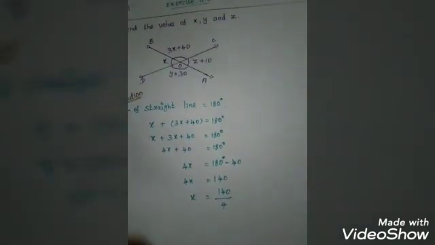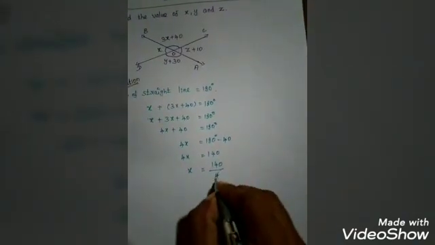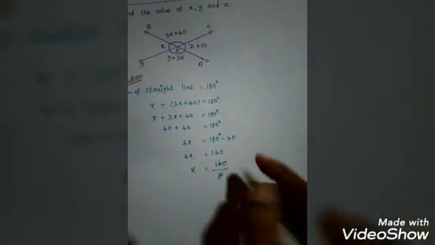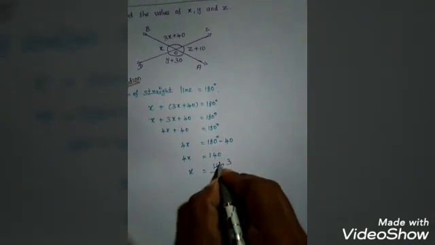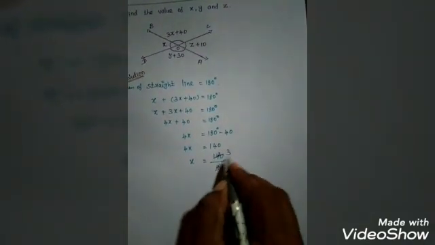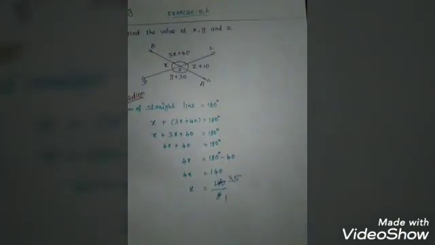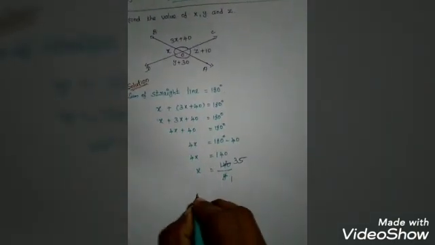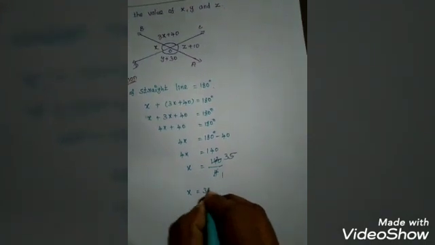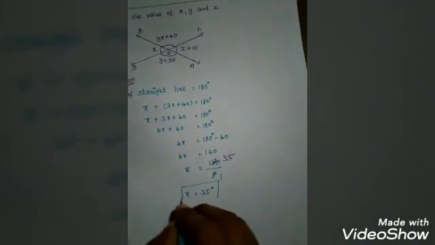Use the 4 table. 1 4 is 4, 3 4s are 12. Balance 2. This is 40. How many 4s are 40? 5 4s are 40. So the value of x is 35 degrees. Next we find the values of y and z.